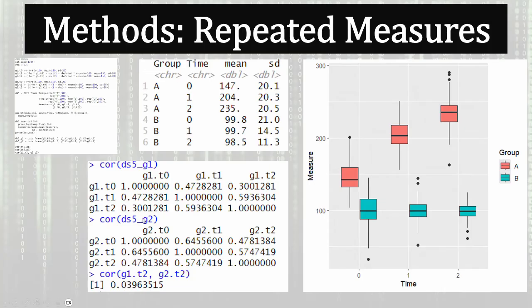And we see the same sort of thing for group 2, 0.65, 0.57. And then importantly, if we look at group A time 2 and group B time 2, the correlation is almost 0, which makes sense because those are drawn from separate distributions. They should not be correlated. So that is what we would expect as well. So that's a good confirmation.